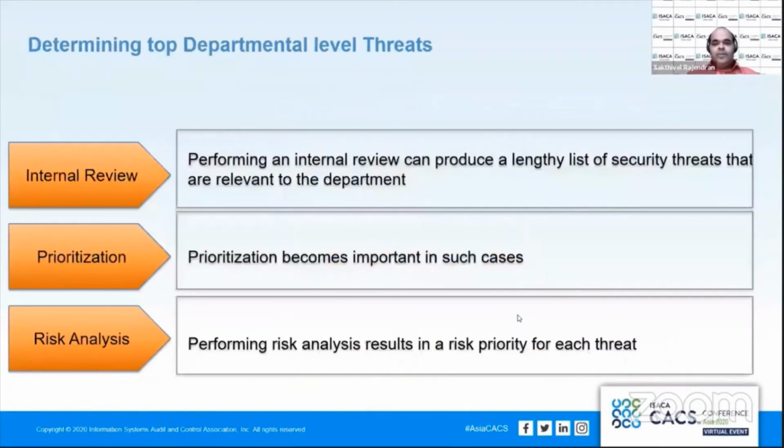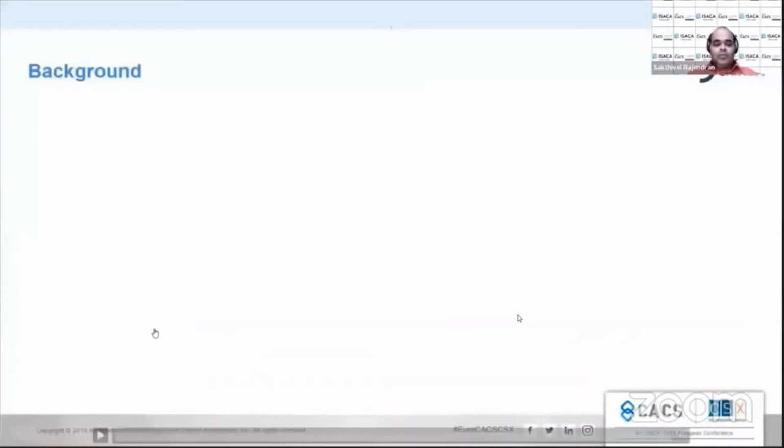Using this approach, when we determine the top level threats which are relevant for the internal entity, the next step is prioritization of the top threats, and then focus on the remediation. This is a very quick view of the tactical approach. And again, in order to give some more clarity, here is a quick walkthrough on that.